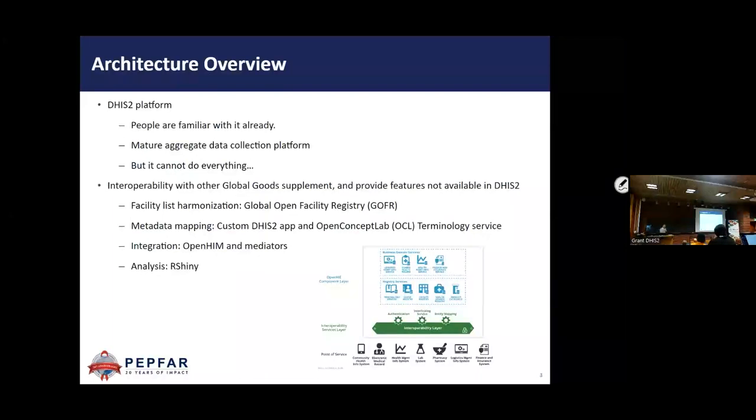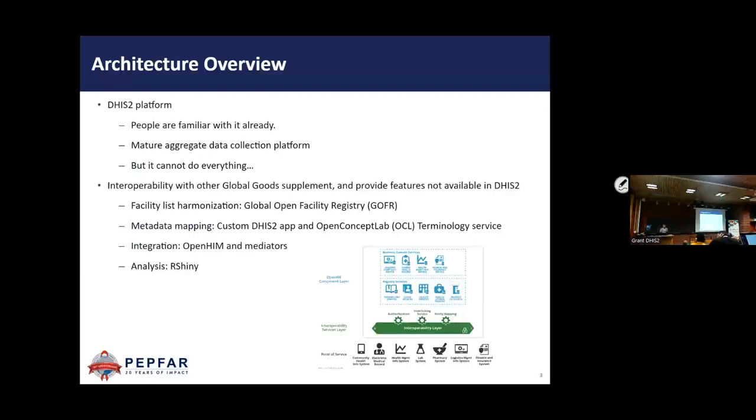So ECOWAS mentioned facility list harmonization. We have the same issue. We have our DHIS2 with those 70 countries. We have our unique identifiers for all those facilities. Ministries of Health have their DHIS2s with their unique identifiers. Names don't always match because, sure, there's a master facility list, but does everyone actually always use the master facility list?